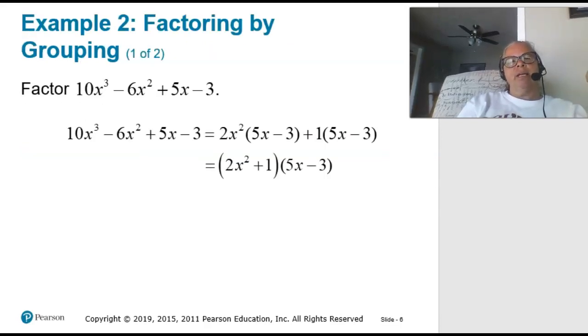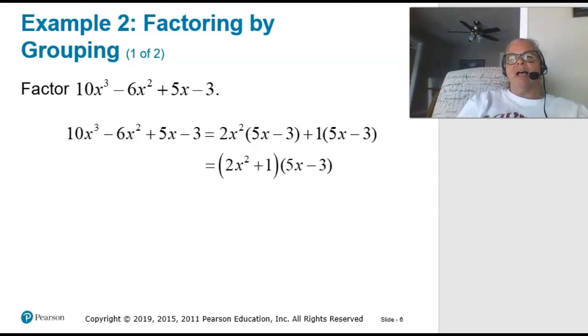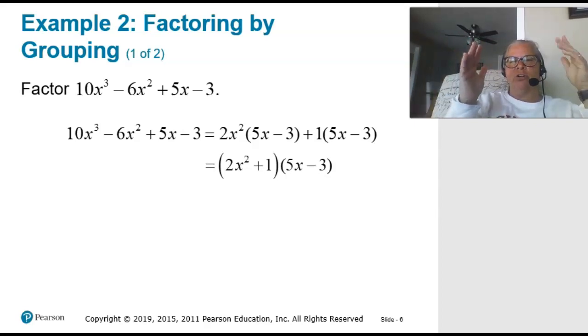So let's take a look at this problem. We have 10x cubed minus 6x squared plus 5x minus 3. If we look at the first 2 terms, we can take out a 2x squared. If we look at the last 2, it doesn't look like we can really take anything out, but there's an invisible 1 there. So we want to make sure that we keep that so that when we take out the 5x minus 3 and we squeeze together the 2 terms, we have an x squared plus 1 term.